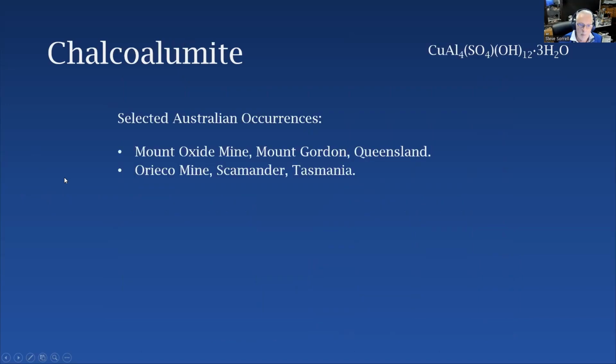Chalcoalumite is a rare one. It's only been found at two localities, and that's at the Mount Oxide mine in Queensland and the Oriental mine in Tasmania. And I remember when we found the Oriental mine specimen, we thought it was the first occurrence of chalcoalumite in Australia, but Bernie Day had found some at Mount Oxide, had it analysed and got it published. So we became the second occurrence in Australia.